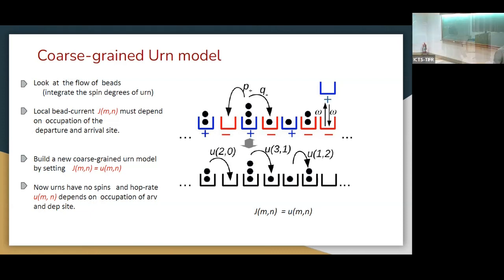So now in the original model, you know that the jump of particles doesn't depend on the number of particles. They just depend on the sign of the neighboring box. So now in this coarse graining, you naturally expect that generally it will depend on the number of particles, and it will also depend on the particles in the neighboring box. Okay, so basically JMN is the same as UMN. That's what we want to do. That's a coarse-grained description of the model.